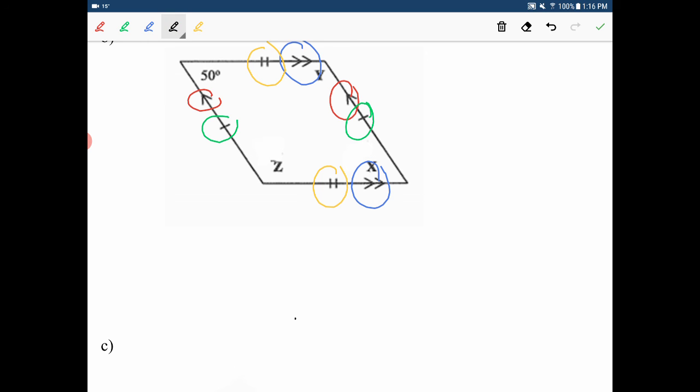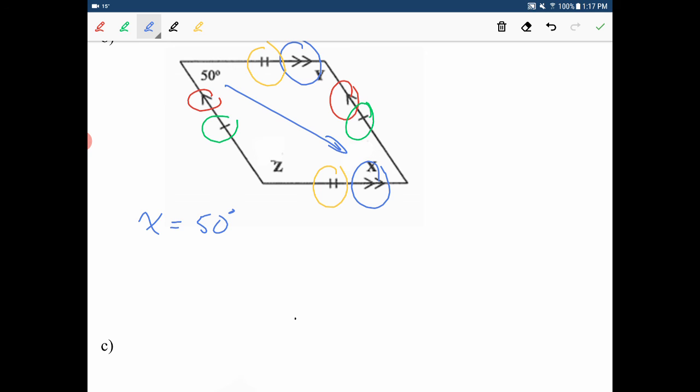The first one, perhaps the easiest one, is that the opposite angles like that are going to be equal to each other. So that's where we'll start. We'll say x is equal to 50 degrees.